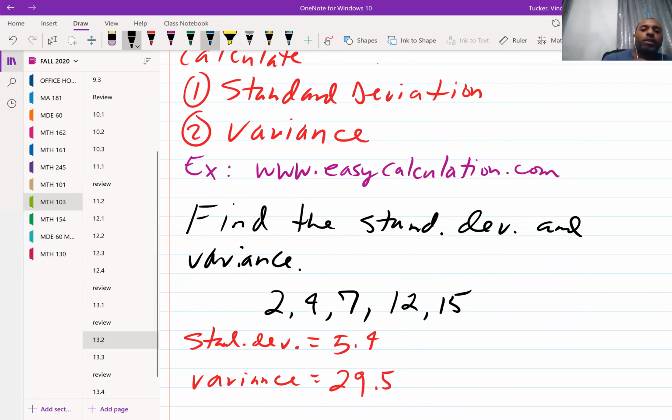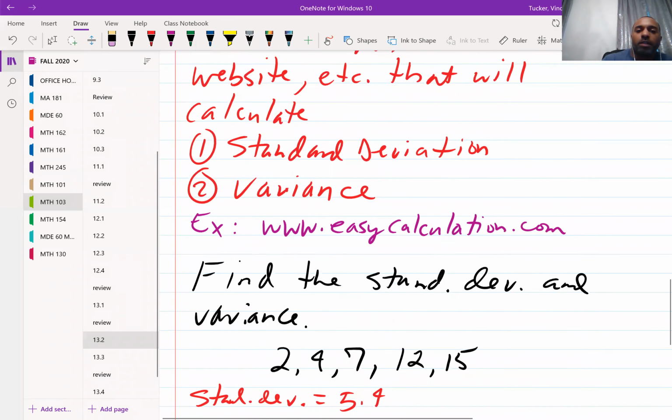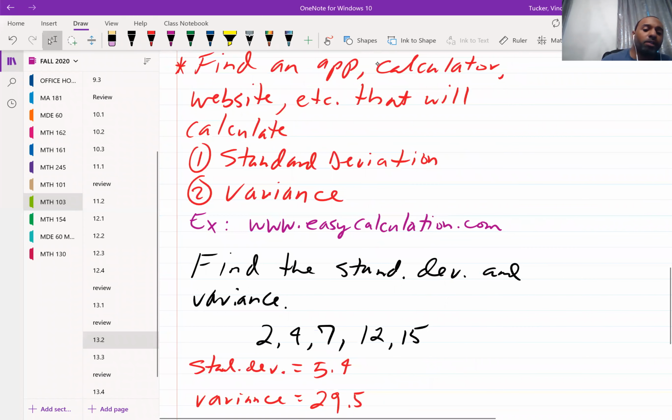So here's a way you can test it. Take 2, 4, 7, 12, 15, and make sure you get these values for your standard deviation. If you have any issues with using easycalculation.com, or questions about it, just let me know. You have time to make sure you have something reliable. Like I said, I'm not holding you to the process of knowing how to use that formula, but make sure you have something reliable that can calculate the standard deviation and the variance for you.